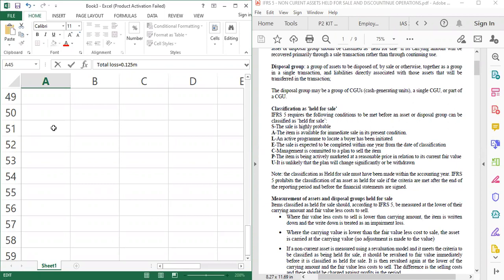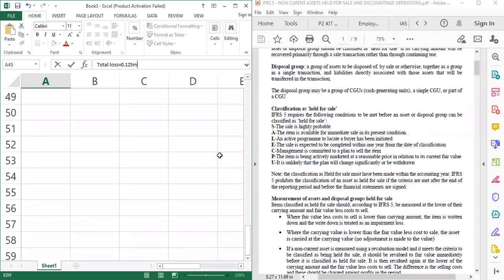It means that you are selling a lot of items in a single transaction. If you sell the provision store, it means that you are selling the table, the bulb, the container, and everything in it. So all those assets that will be sold through a single transaction is what we call a disposable group. A group of assets that will be disposed of during a single transaction. So a disposable group is just like a cash generating unit.